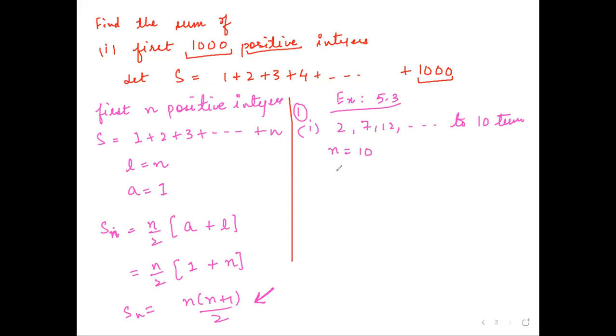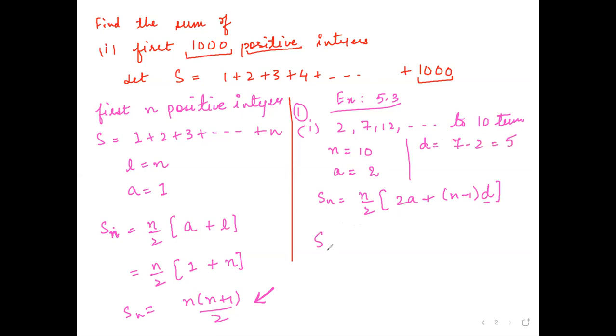Yes, Abdullah. What is a here? 2, ma'am. 2, yes. So which formula will you use? This one, because you don't know the last term. So Sn is n by 2 into 2a plus n minus 1 into d, right? Yeah. Okay. Now n is 10. Now we need d also. So find the d. What is d, Martin? How much is d in this case? d is 5. Yes, d is 5. Okay.